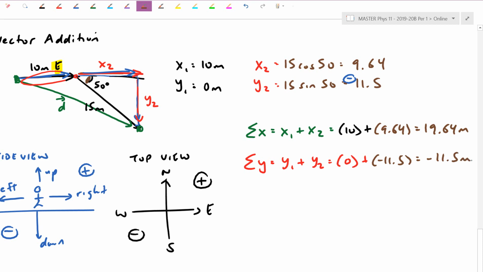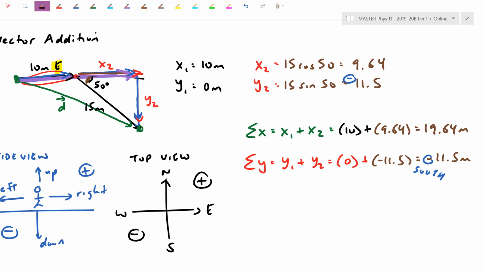When you add those two up, if you just match up to the picture, the 19.64 actually refers to this entire distance here. So that's going in the eastward direction, 19.64. The negative here still implies that we're southwards. In this case here, the downwards direction is now at 11.5. We've now created a new triangle. If we use our Pythagoras, we can then figure out the values.